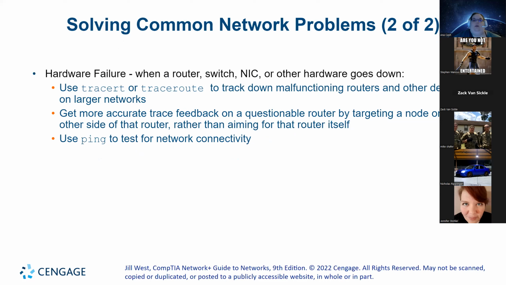Hardware failure. This is the thing that we all fear. When a router, switch, NIC, or other hardware goes down, use tracert or traceroute to track down which one is malfunctioning. Usually you have so many on a larger network that you know there's a problem, but you're not really sure where to start. To get more accurate trace feedback on a questionable router, target a node on the other side of that router rather than aiming for the router itself. Use ping to test for network connectivity. And that's when you remember the reply request timed out. That's what they're looking for.